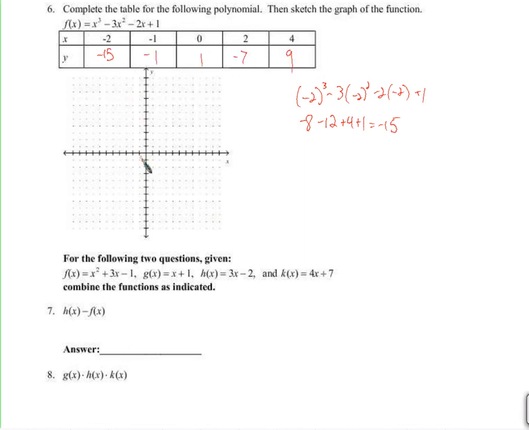Now we're going to plot these points. This goes, let's see, 1, 2, 3, 4, 5, 6, 7, 8, 9, 10, 11, 12, 13, 14, 15. It wasn't too bad to go just off the graph. Rather than change the scale of the y-axis, it just kind of went down a few more. Negative 1, negative 1, 0, 1, 2, negative 7, 1, 2, 3, 4, 5, 6, 7, and 4, 4, 1, 2, 3, 4.